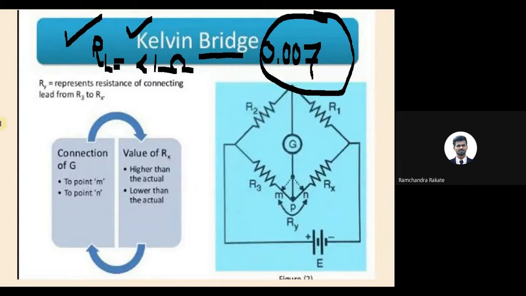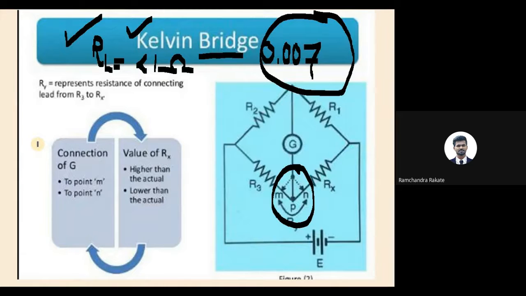The Wheatstone bridge is also acceptable, but it has some limitations. It cannot give that precise a reading. So we move to the Kelvin bridge. If you look at the picture, clearly you can see this is nothing but a Wheatstone bridge with a simple modification. Here R1 is there, R2 is there, R3 is there, Rx the unknown resistance is there. They have just added something extra, which we want to see in the Kelvin bridge.